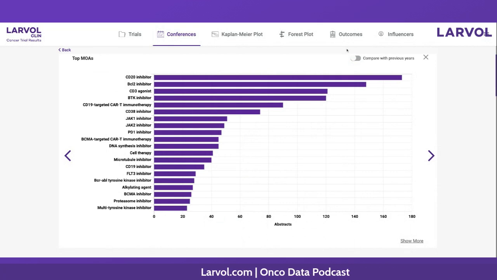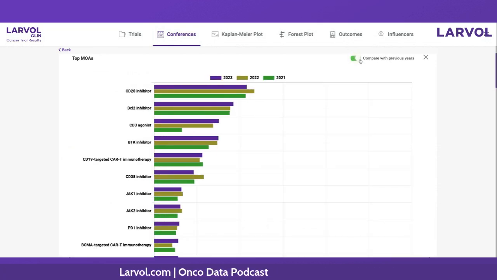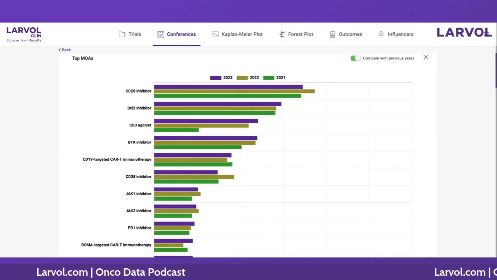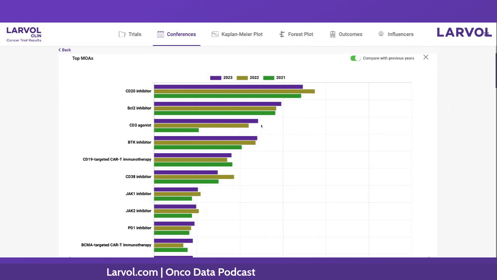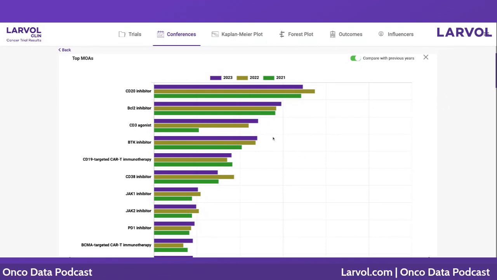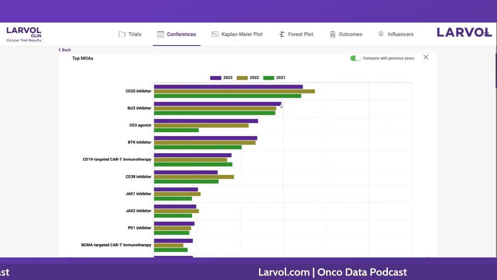We have top MOAs here. Okay. And same thing, let's compare. So that one's kind of flatter. CD3 agonists, the last 2 years have been strong, right? The other ones are always kind of the same. The CD20 always big, and BCL2 inhibitors, BCL2.